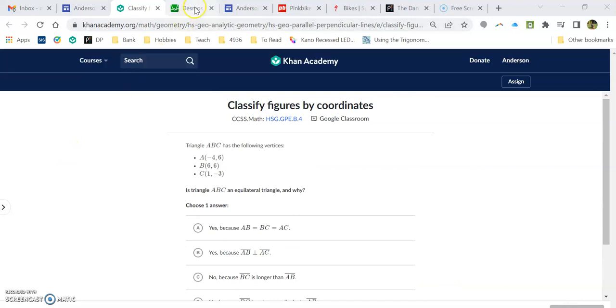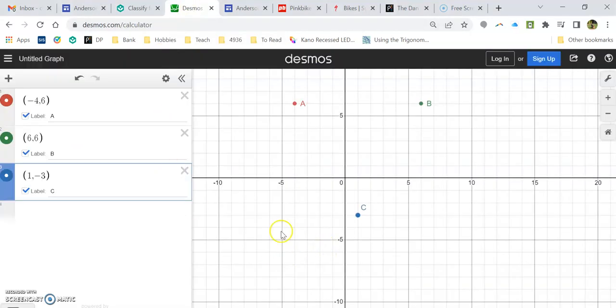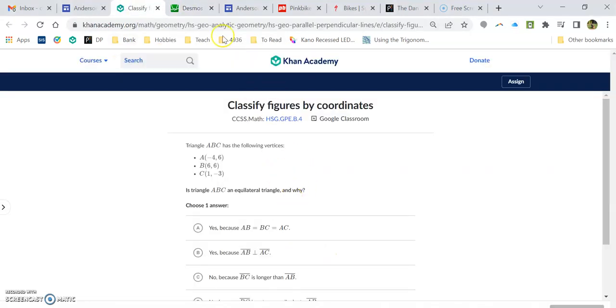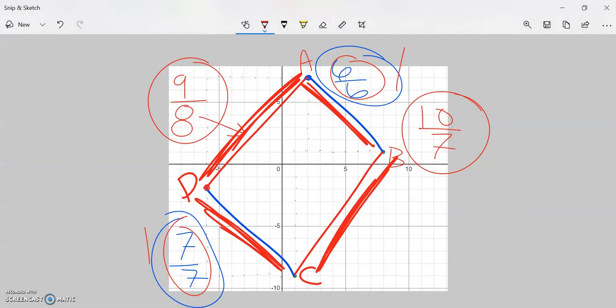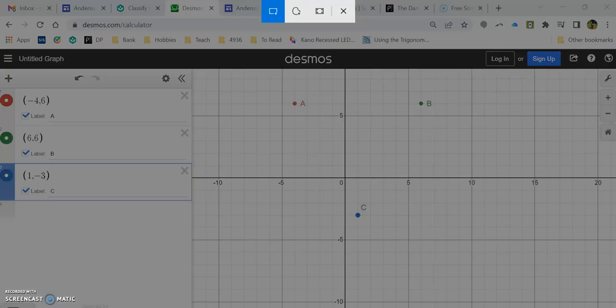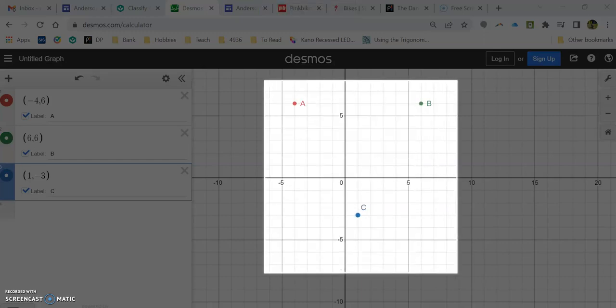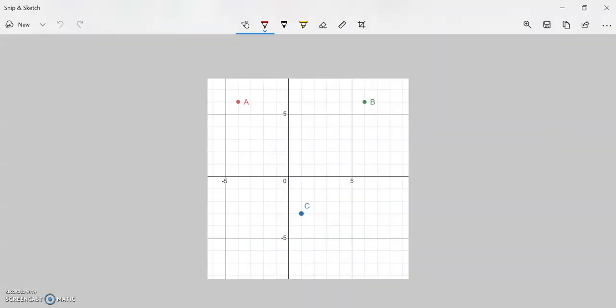So I have these points plotted. It's asking if this triangle is an equilateral triangle. Now, an equilateral triangle means all of our sides are the same length. So let me snip it so I can draw. Okay, so going from A to B, that's pretty easy. You just have to count over. 1, 2, 3, 4, 5, 6, 7, 8, 9, 10. So it's 10 over.